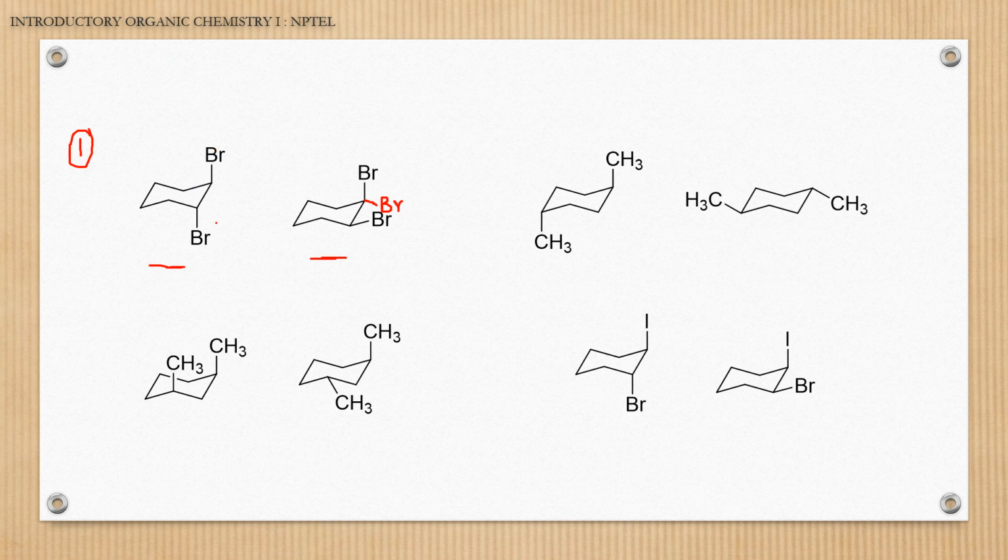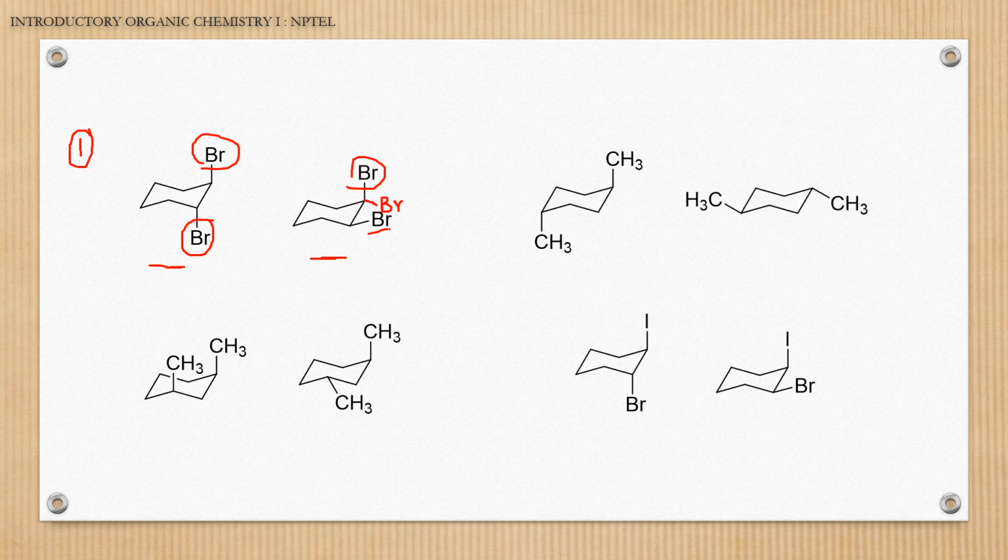So the main reason here is that both the Br in the trans have the axial substituent. But in the cis conformation you can see that one of the Br is sitting at equatorial, so particularly preference is given to equatorial positions. But in this case, conceptually, the trans is more stable than cis.